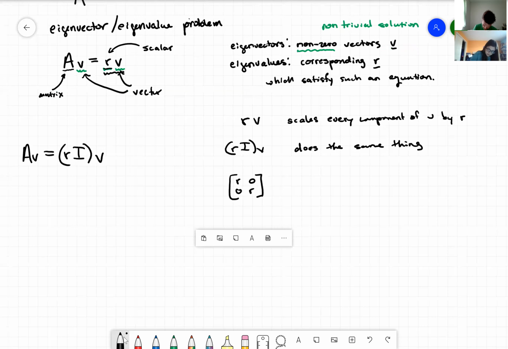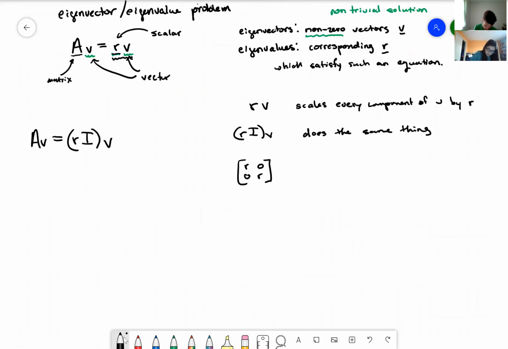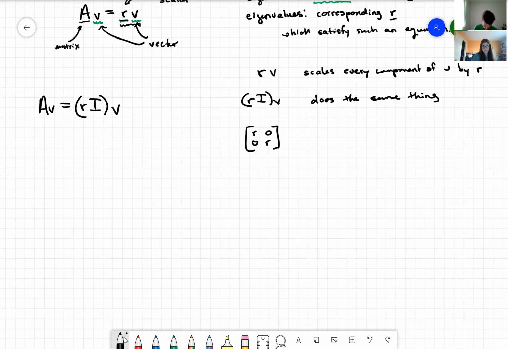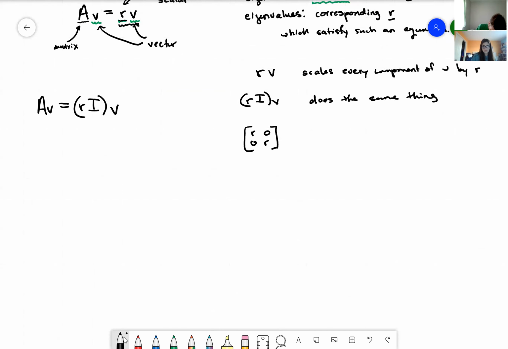The parentheses here are really unnecessary. It's just to emphasize the fact that I'm forming a matrix here. Subtract it over to the other side, I get AV minus RIV is equal to 0 by what we already know about matrix addition and subtraction. And now distributivity allows me to say that this is equal to (A minus RI)V equals 0.